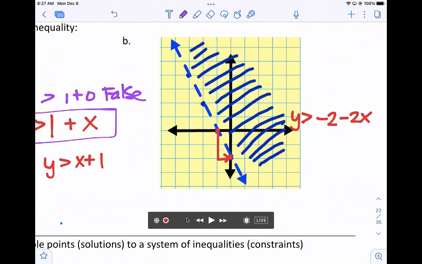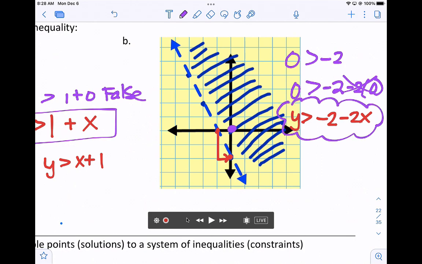So let's pick a point and test it. 0, 0 does work. And so if this is true in the inequality, then I know I've put the inequality the right way. So is 0 bigger than -2 minus 2 times 0? Which, this would cancel. So we're checking is 0 greater than -2, and that's true. So this was the right direction for the inequality.